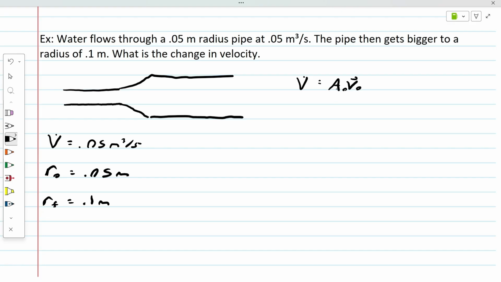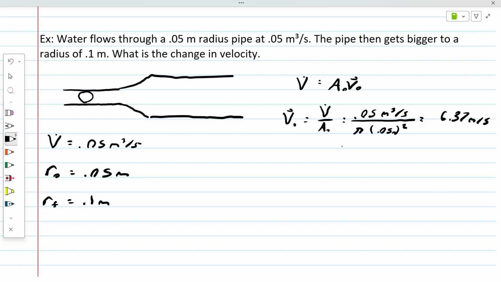So to find this area, we can use the radius. Let's rearrange it for the velocity, which is just this volumetric flow rate over the area initial. We were given this flow rate of 0.05 meters cubed per second. And the area is just going to be, we're assuming this is a circular pipe since it gave us a radius, pi r squared. So we can do pi times the initial radius, which is 0.05 squared, and that's in meters. The meters will cancel, and we'll get 6.37 meters per second. And so that's our initial velocity.